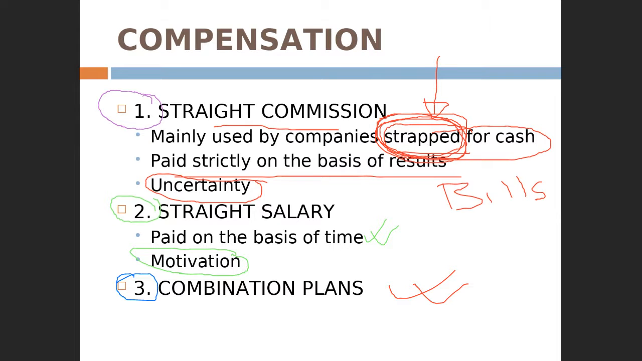The problems with both of these methods are taken care of by the combination plan, where they give you a small amount in terms of salary, let's say $2,000 every month or $1,500 every month. And then the rest is a function of how much you sell. It's a function of commission.